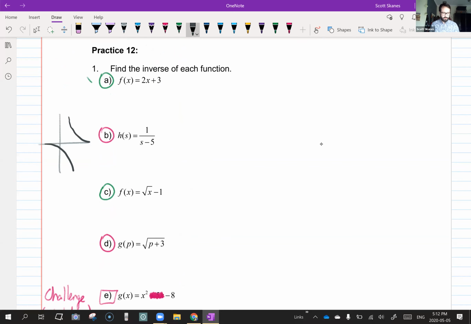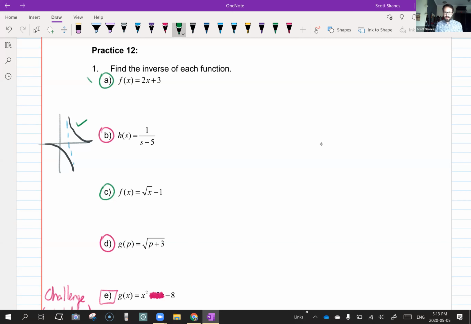That's a bit of a crazy looking function. It's an inverse function. It has this asymptote at 5, but again, that's getting ahead of myself. Basically, all I'm trying to say is that it does pass the horizontal line test, so it does have an inverse. So please solve for the inverse of B.